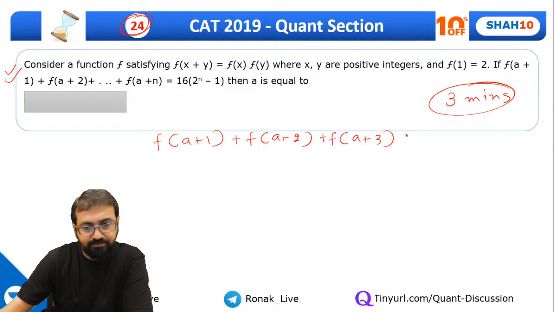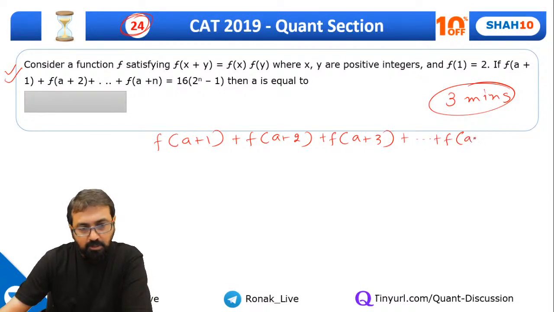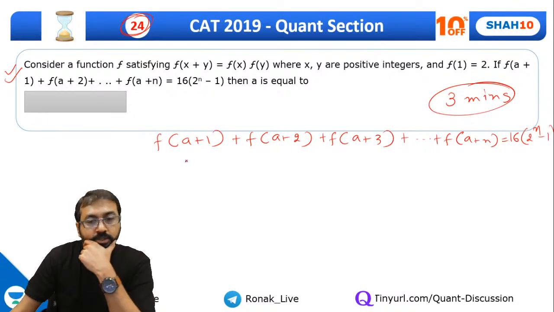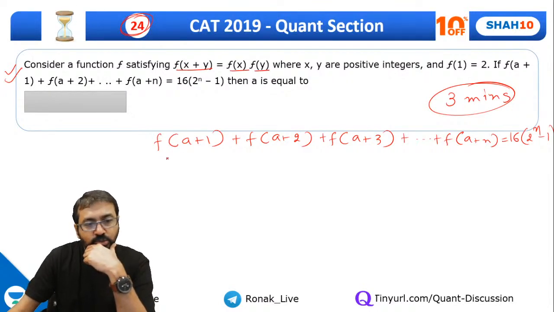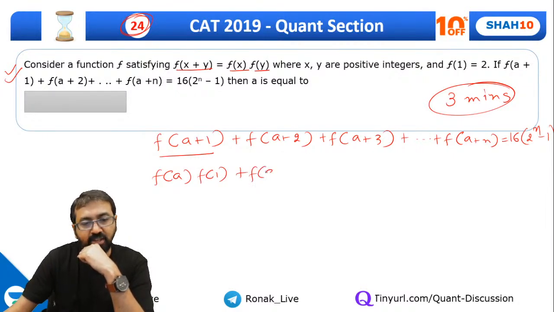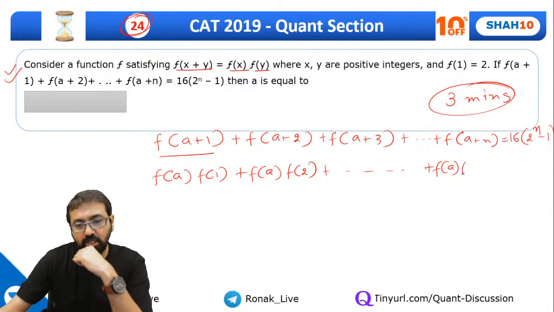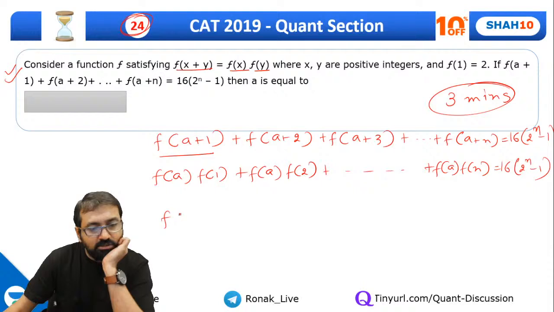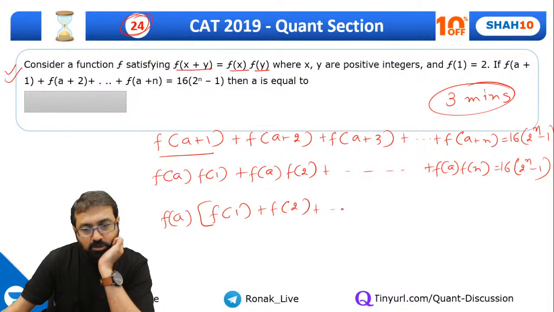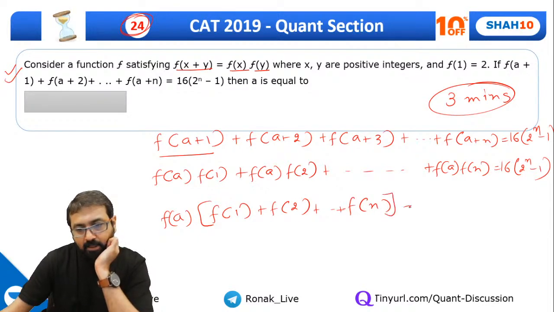So f(a+1) plus f(a+2) plus f(a+3) up to f(a+n) is equal to 16 into 2 raised to n minus 1. Can I say f(x+y) equals f(x) into f(y)? So f(a+1) will be equal to f(a) into f(1). In the same way f(a+2) is f(a) into f(2), and so on and so forth. This will be f(a) into f(n) is equal to 16 into 2 raised to n minus 1. Take f(a) as the common factor. So you will be left with f(1) plus f(2) up to f(n) is equal to 16 into 2 raised to n minus 1. Correct?